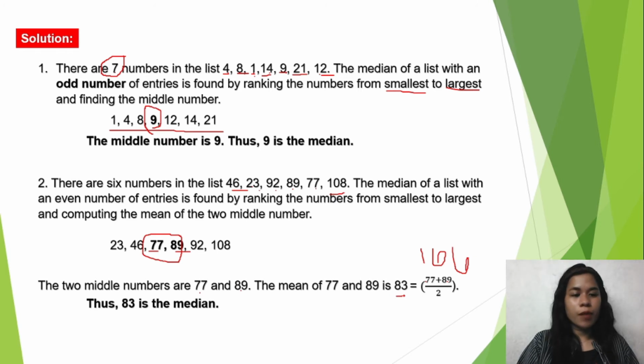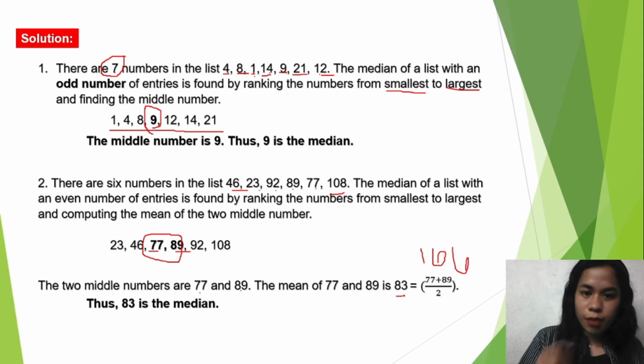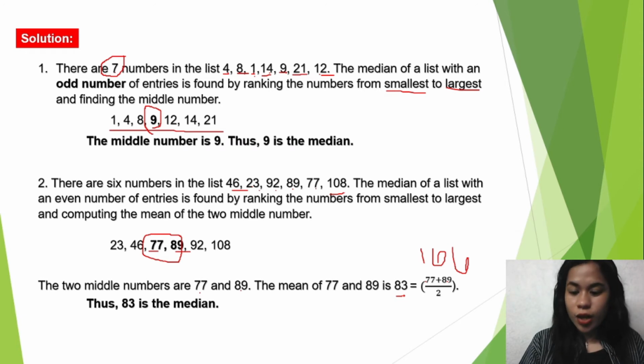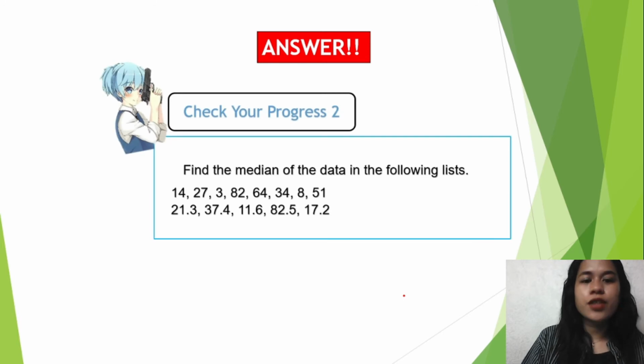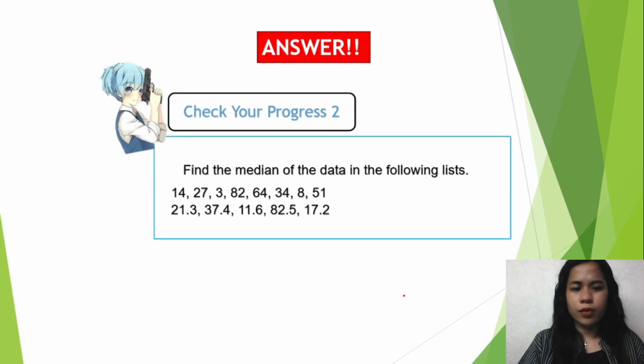So ganun lang po siya. You just simply know if the numbers in the list are even or odd. If it is odd, you just get the middle number, and if it is even, you just add the two middle numbers and divide it by 2. And yun na yung magiging median natin. But before that, always rank them from smallest to largest. Okay. So you may now answer your check your progress number 2.